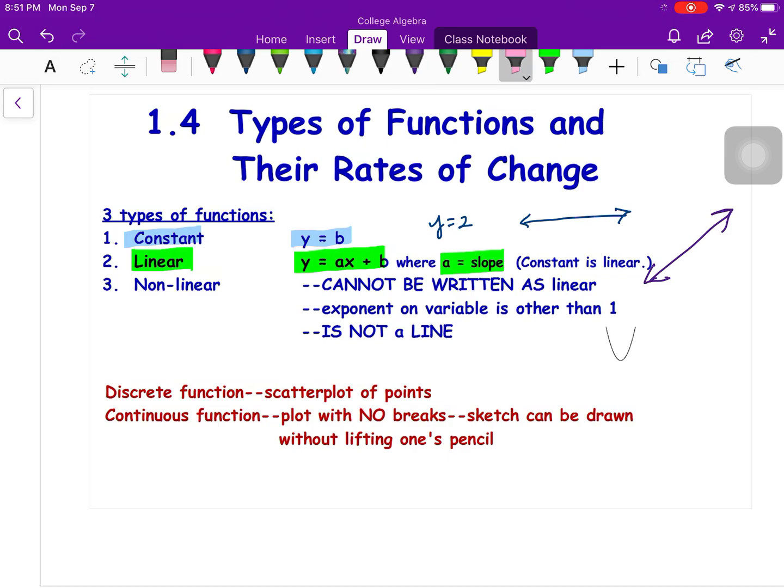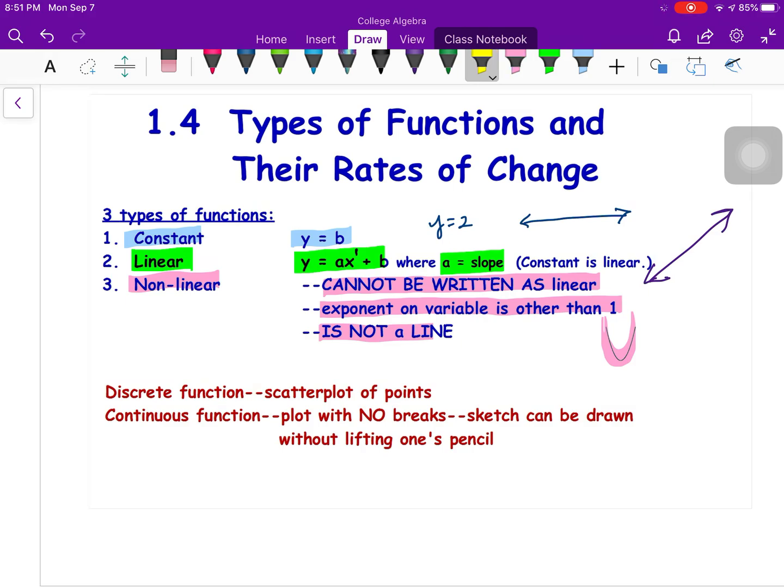And the third kind of function we can have are nonlinear. You cannot write it in a linear form. You cannot write it as ax plus b, which also means the exponent on the variable has to be something other than 1, where the variable's exponent in this form is 1. So if it's nonlinear, it is something other than 1. And graphically, it is not a line. It is a curve of some sort or anything other than a line.